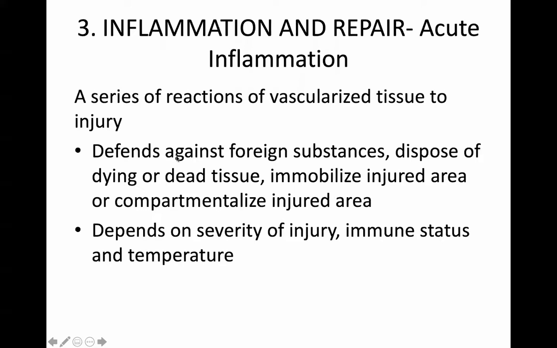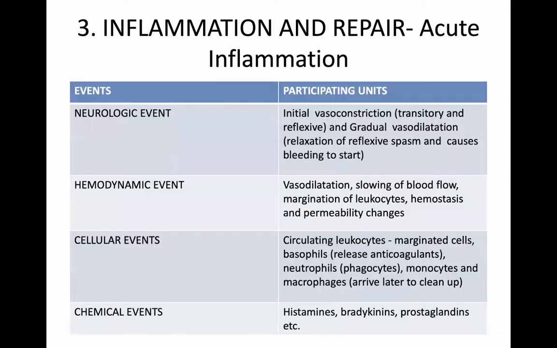Now, inflammation is a series of reactions of vascularized tissue. That's tissue that is supplied by blood vessels, and these are like steps it takes to defend against foreign substance, dispose of dying or dead tissue, or immobilize an injured area so that healing can take place, or compartmentalize injury so that it does not spread to other parts of the body. Now, it depends on the severity of injury, immune status, and temperature at which the inflammation is occurring. That's how severe it manifests.